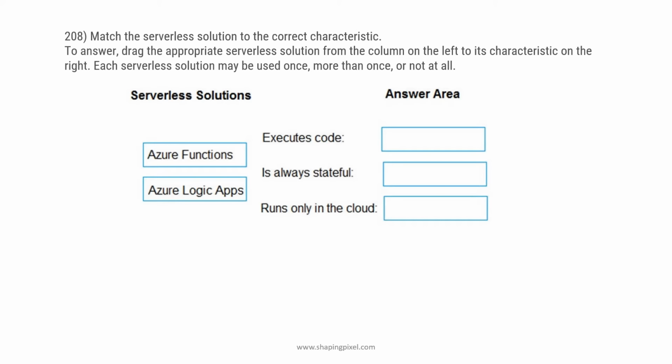Question number 208. Match the serverless solutions to the correct characteristics. To answer, drag the appropriate serverless solution from the column on the left to its characteristics on the right. Each serverless solution may be used once, more than once, or not at all. So the serverless solutions, we have Azure Functions, Azure Logic Apps.